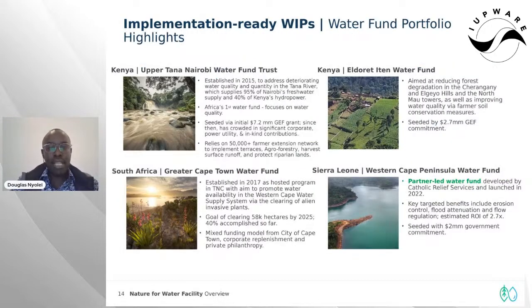And some cases that we've been able to support with building a watershed investment program, some of them have even led to a water fund that has already been launched. For example, we have the Upper Tana Nairobi Water Fund in Kenya, where we were able to support them with building a water fund. And to date, they've been able to raise up to 7.2 million in terms of grants to support conservation. They are working with over 60,000 farmers right now to support them to be able to earn a living, improve their livelihoods, and be able also to engage in conservation.